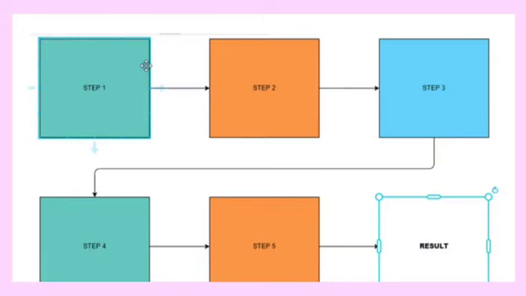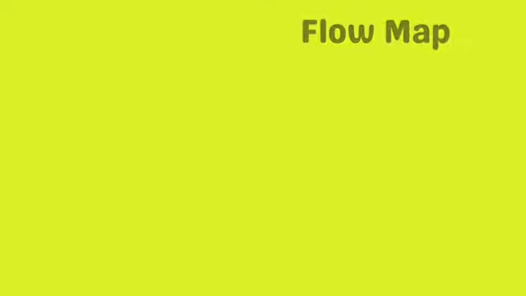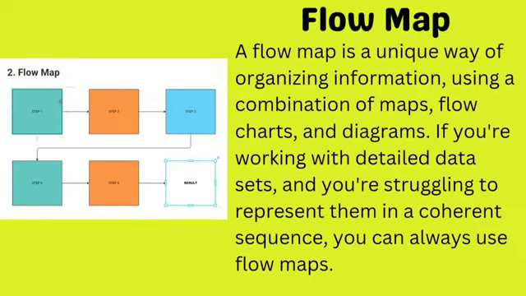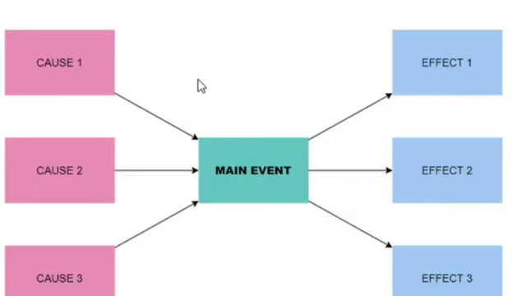Now we'll talk about another map that is called flow map. A flow map is a unique way of organizing information using a combination of maps, flowcharts and diagrams. If you are working with detailed data sets and you are struggling to represent them in a coherent sequence, you can always use flow maps, and it is one of the creative ways.